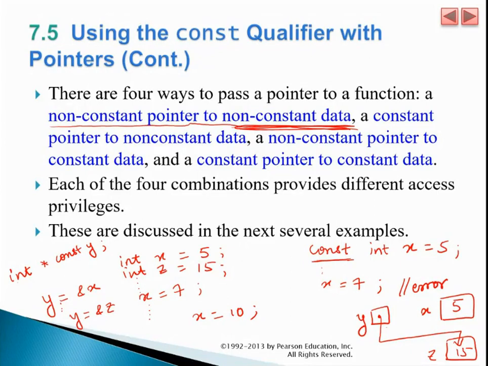Constant pointer. Yes, this is a constant pointer. Now, what do you mean by constant pointer? Constant pointer means once some address is allocated to the pointer, you cannot change that particular address, right? So if I execute this line, there is no error.